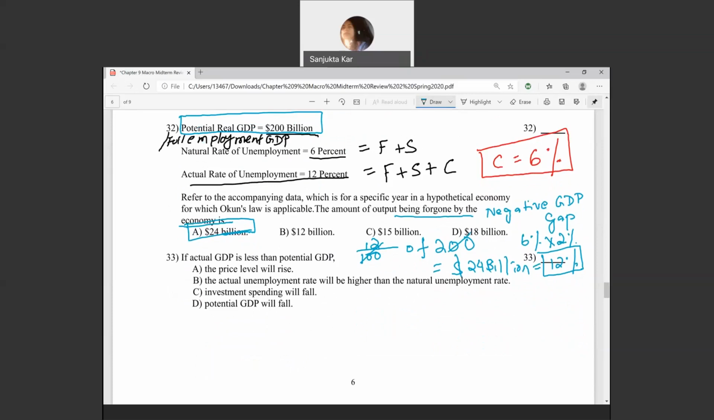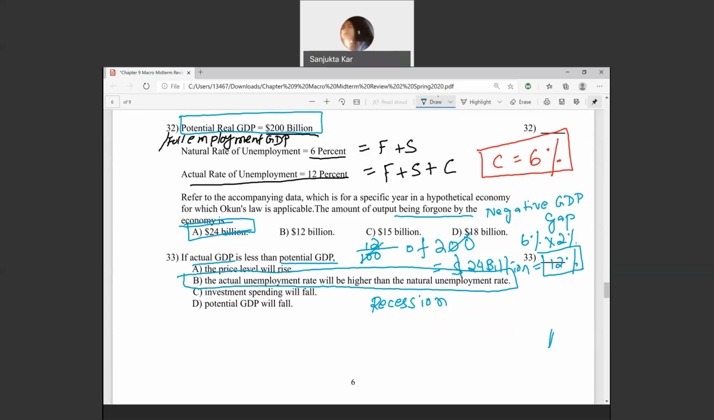Question number 33. If the actual is less than potential, what happens here? My actual GDP is less than potential GDP, then the actual unemployment will be higher than the natural rate of unemployment. And this is where we have a recession. I went over this using an Excel sheet and made a YouTube link on this concept. Please look at this link.